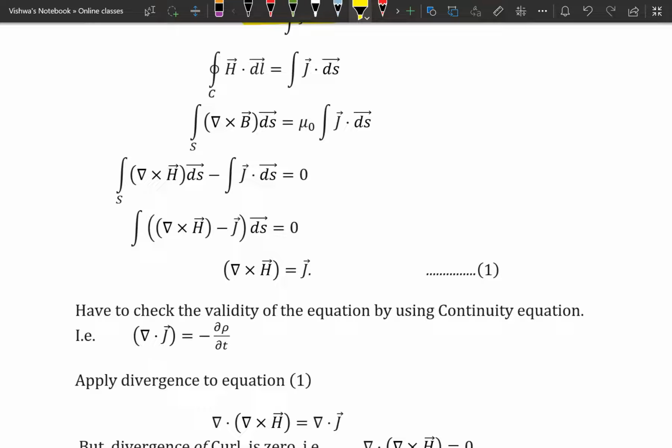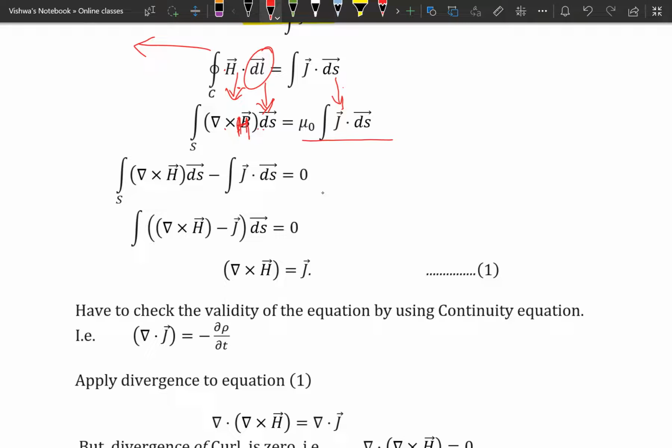Here, one is a line integral over a closed loop, and the right hand side is a surface integral. If you want to add or subtract, these two integrals should be in the same form. For that, apply Stokes theorem to the left hand side, converting the line integral into a surface integral. Now both integrals are with respect to the surface. Applying Stokes theorem, it becomes ∫(∇ × H)·dS = ∫J·dS. This term is written as ∇ × H·dS; the line integral is converted into a surface integral.